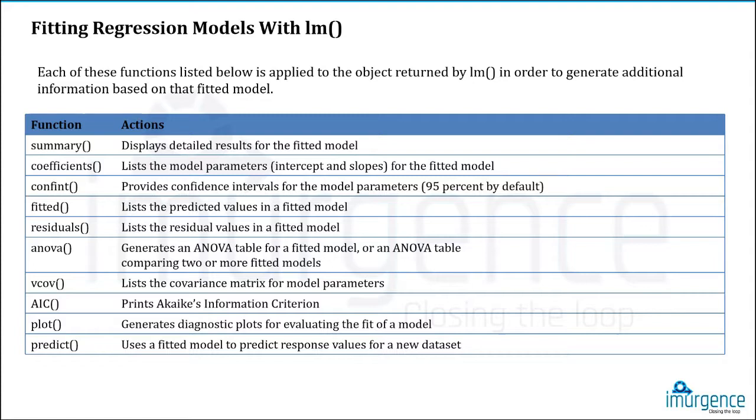Anova expresses the Anova table, which by default is not shown in R. SPSS would give you the Anova table by default, but if you want that in R, you'll have to pass the model into anova. Vcov, that is variance covariance, lists the covariance matrix for model parameters, and AIC prints the Akaike information criterion, which is a loss criterion. As the value keeps going down, that indicates that the model is improving. Plot generates the diagnostic plots for evaluating the fit of the model, and the predict function is used for predicting the values for y given a set of x's. That's what we do.